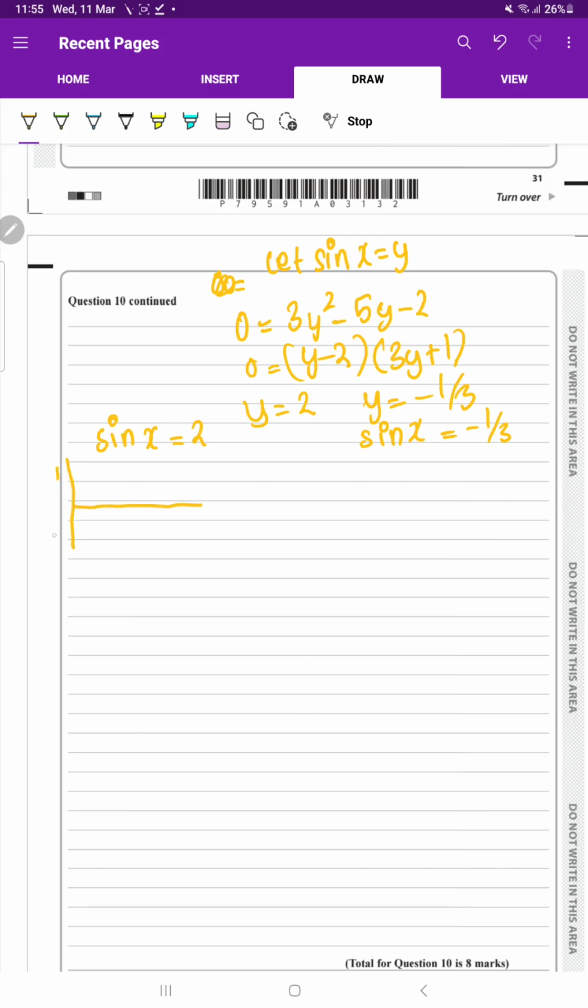So let's say we have a sine graph, and I'm just drawing a rough sketch of it. You see the y coordinate is between minus 1 and 1, and we need it for 2. So if you draw the straight line at 2 you have no solution, so you write no solutions in the range minus 1 to 1.